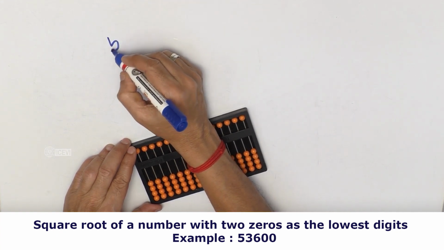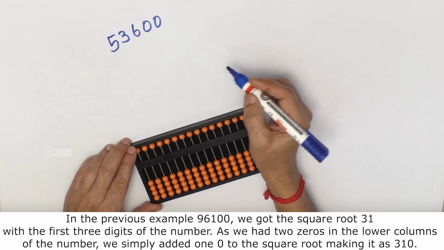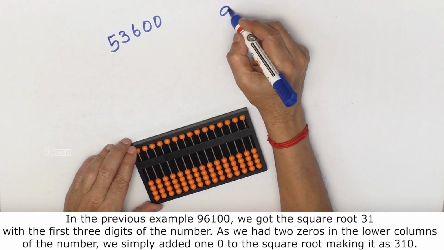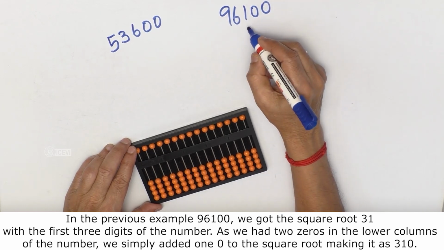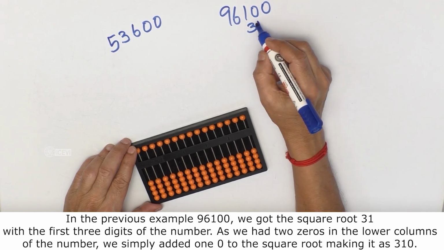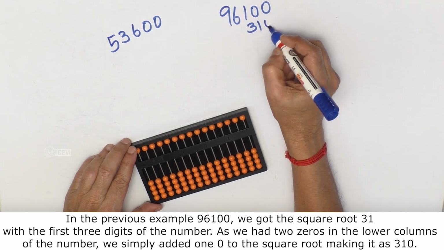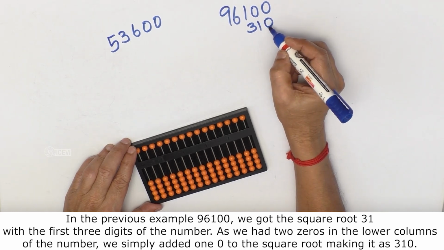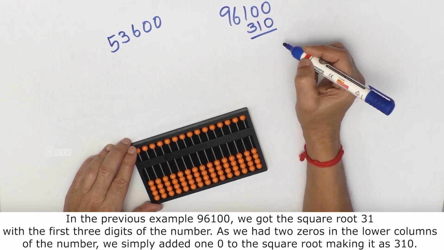Example, 53,600. In the previous example, 96,100, we got the square root 31 with the first three digits of the number. As we had two zeros in the lower columns of the number, we simply added one zero to the square root, making it 310.